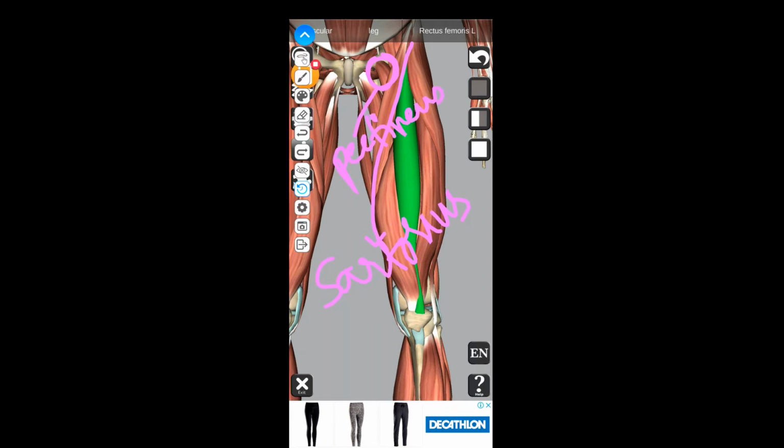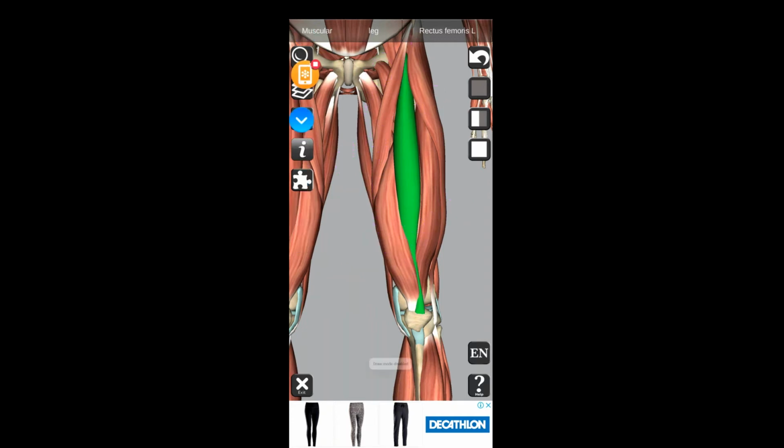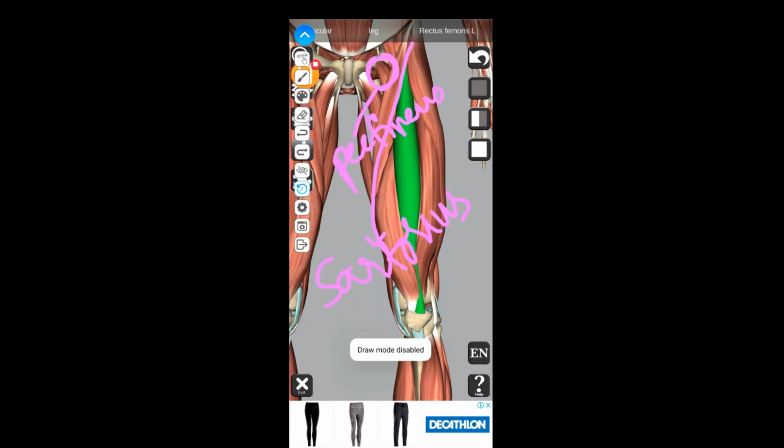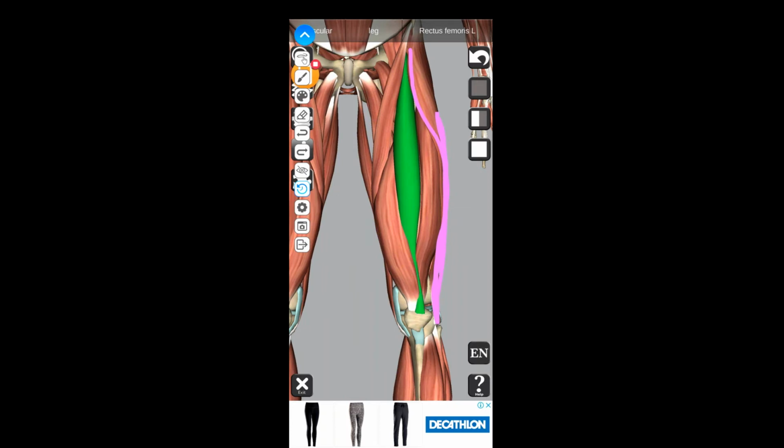Is it okay now? Anterior compartment done. They have understood it. Now this long thing you are seeing, this is your tensor fascia lata. The fascia of the thigh gets thickened and this forms the tensor fascia lata, and your gluteus maximus gets inserted into it. Okay.